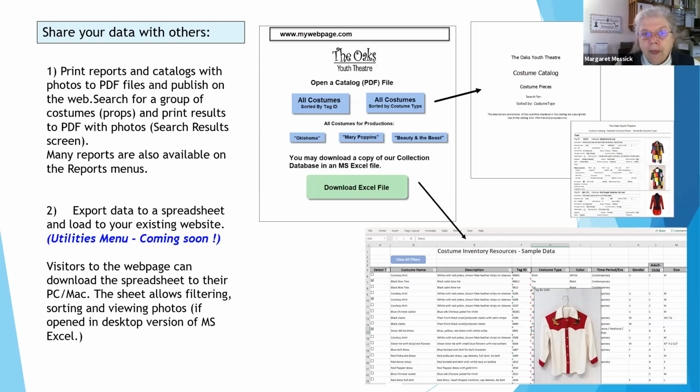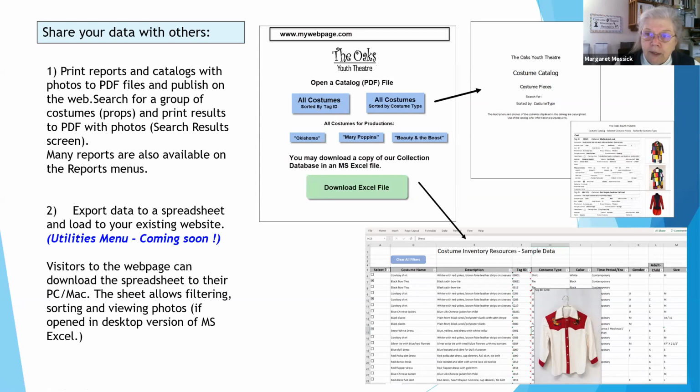One is you can create a catalog very easily through the database, through the search menu or through the reports menu, where you can print a selection of costume records, and you can sort of see it on the right side here. I'm not sure if you can see it, but you can have a catalog report, which is exported to a PDF, and visitors to your website can download it. They can look at it and see, okay, here's what this item looks like. Here are the basic measurements. Here is its rental fee and that sort of thing.